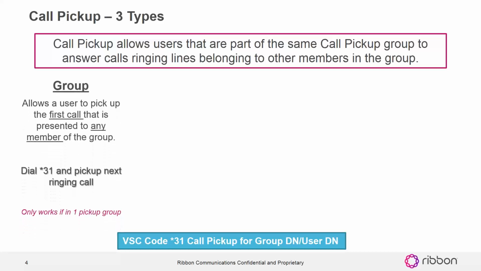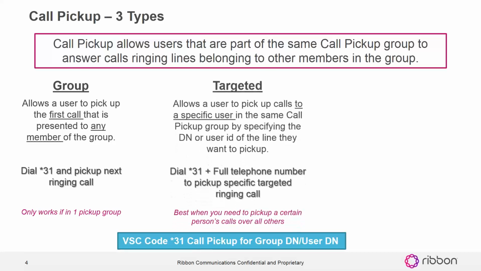For group pickup, or group call pickup, you're going to pick up the first call that comes in to any member of the group. So if 4 calls come in, you're going to pick up that first call that comes in. And again, the star code is *31. That's what you dial just by itself. And this works really good if you're in one group, because you can be in multiple groups.